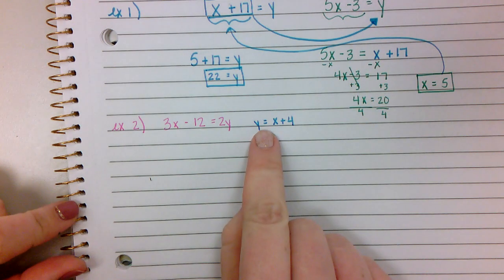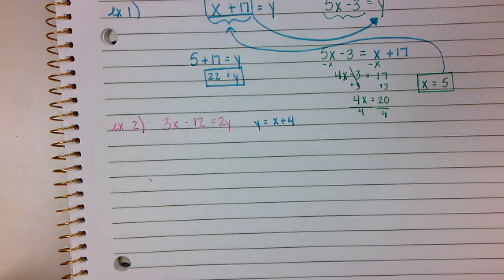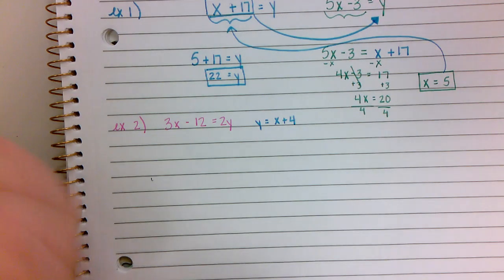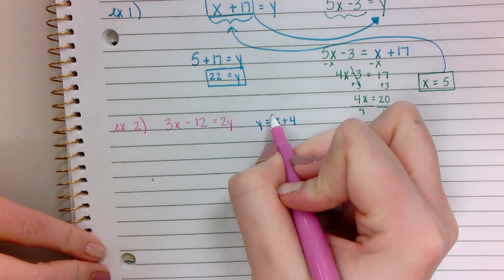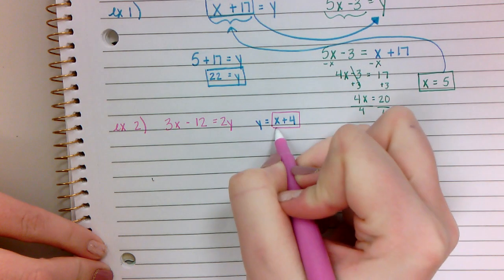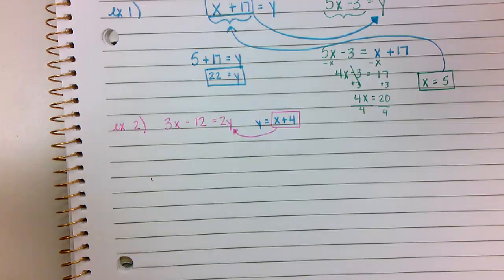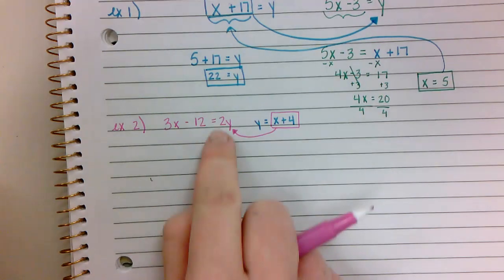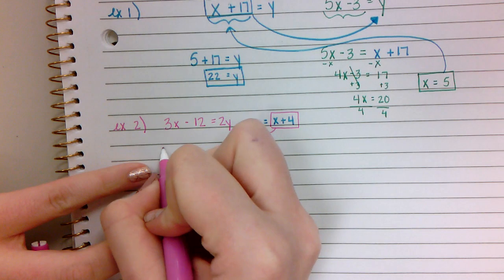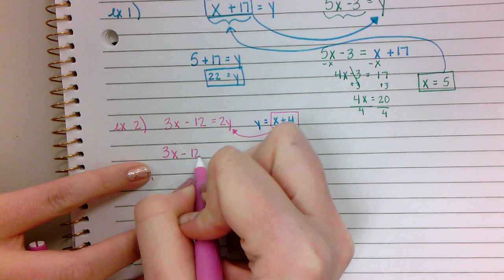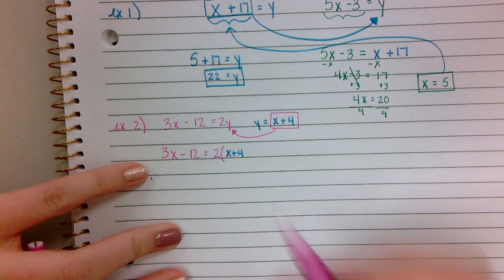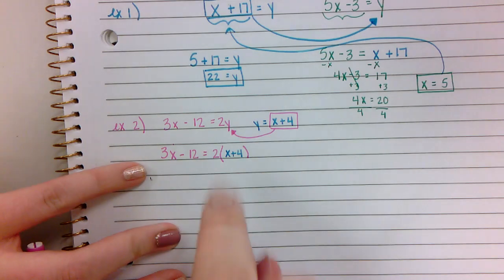Well, this one is already set where y equals everything. So remember, the instructions tell us to solve one of them for x or y. You want to get that letter by itself. Well, this one already has y by itself. So what I'm going to do is, since y equals this, I'm going to take this and plug it in where the y is. Remember, plug it in place of the variable in the other equation, a variable that matches. So if this is what y is, I'm going to plug it in where y is. So my next part is going to be 3x minus 12 equals 2 parentheses x plus 4. So I'm basically plugging in what y equals where y is.